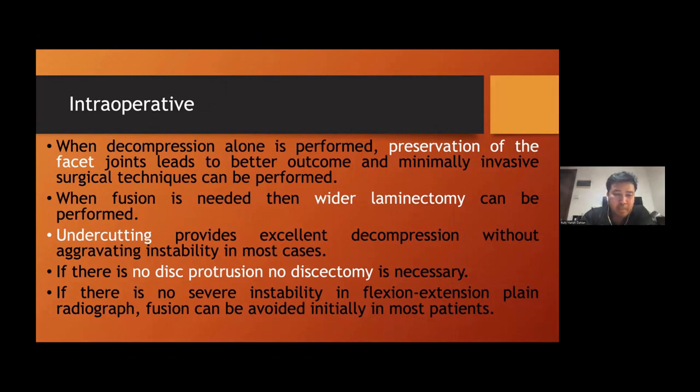lamina. If there is no disc protrusion, no discectomy is necessary, because we know the first discectomy will create more fissure and it will lead to another reherniation. So it becomes a consideration. If there is no severe instability on flexion-extension plain radiograph, fusion can be avoided initially in most patients.